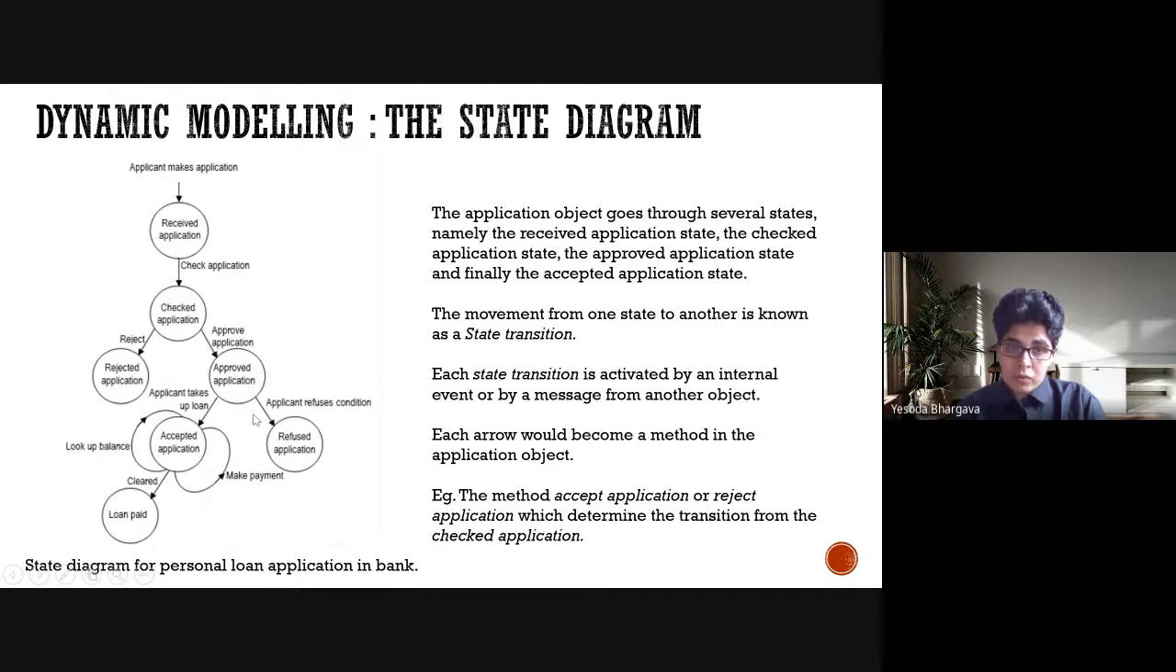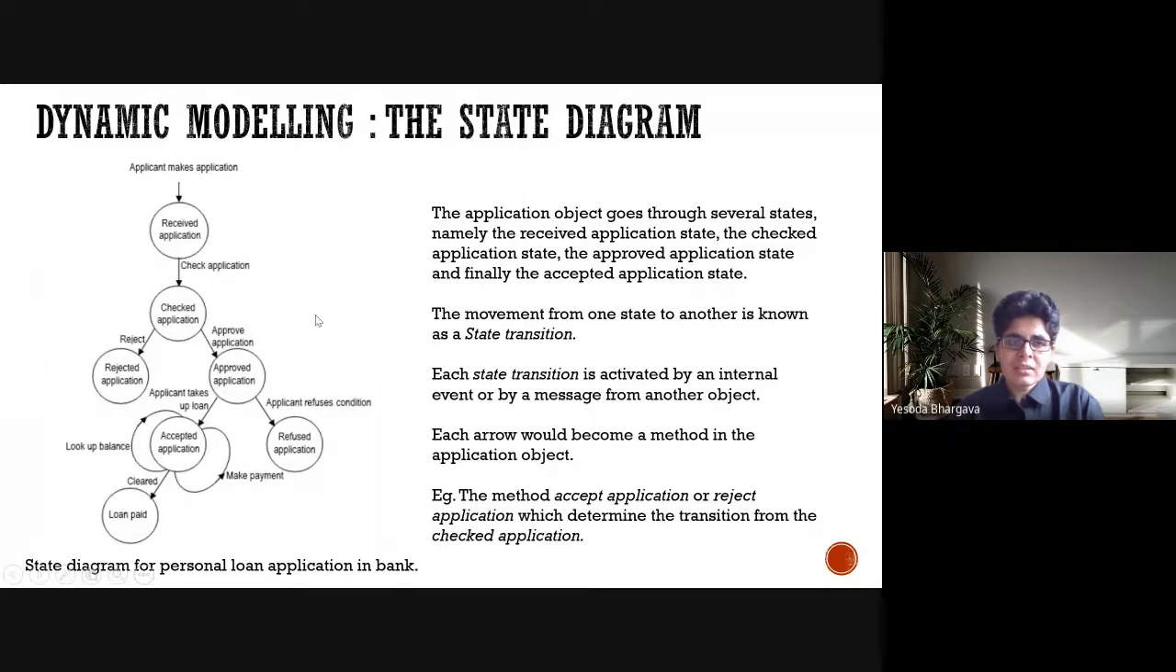When it's approved, the application has become an accepted application, and then there are certain procedures that can be performed on this particular application, and when it's cleared, that means the loan has been paid. The other situation could be that the application has been approved, however, the applicant refuses certain conditions that the bank has demanded for the loan to be successful. So in that case, again, the applicant has refused the application. So this is basically a state diagram.